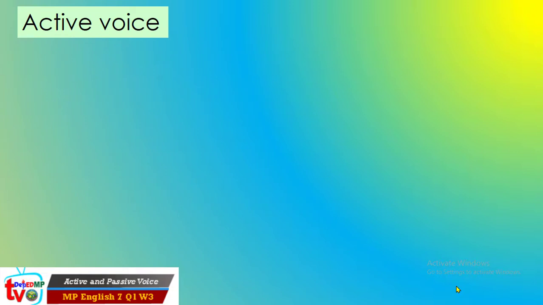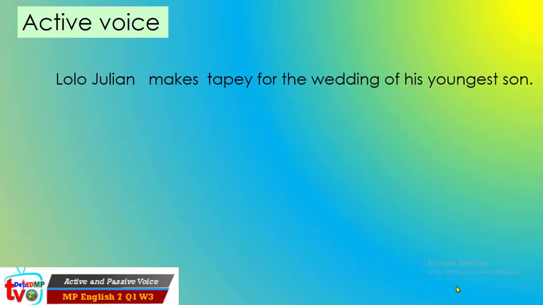Another example, active voice: Lolo Julian makes tapoy for the wedding of his youngest son. In this sentence, the subject is Lolo Julian. It is singular, that is why the verb is makes. Lolo Julian, the subject of the sentence, is the doer of the action.